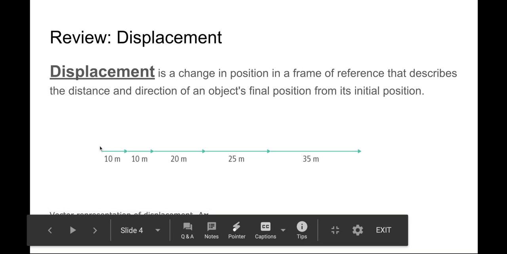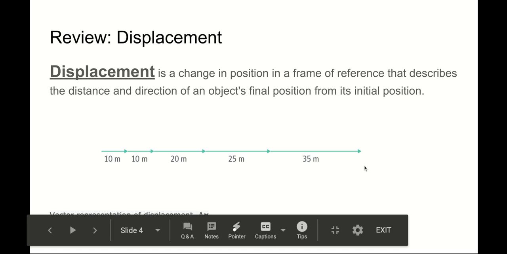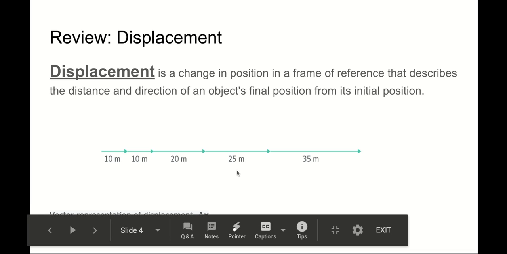If we gave this an origin of 0 meters here, our question can ask us, how far did this person travel from its initial position? We can do so because they're all traveling in the same direction here. We can add all of these numbers up, which will give us 10 plus 10, which is 20, plus another 20, which is 40, plus another 25 gives us 65, and another 35 meters, which gives us a total of 100 meters. So the displacement here is 100 meters.